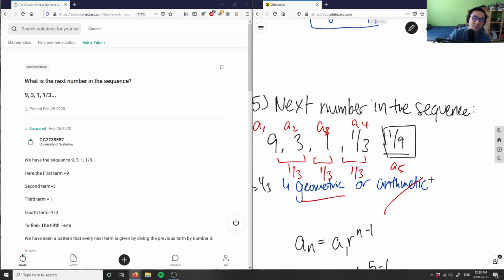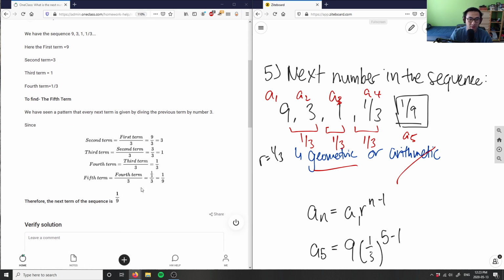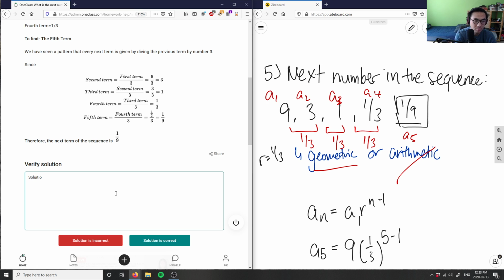And again, geometric sequences are not like a series where they depend on the term that's next to it. I only need the first term, and I need to find my R value. Once I have those two pieces of information, I can solve for any term in my sequence. So this here is a 1 over 9, and this solution is correct. Correct. Good analysis here.